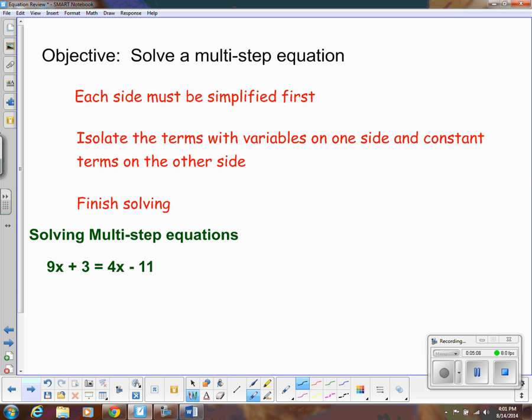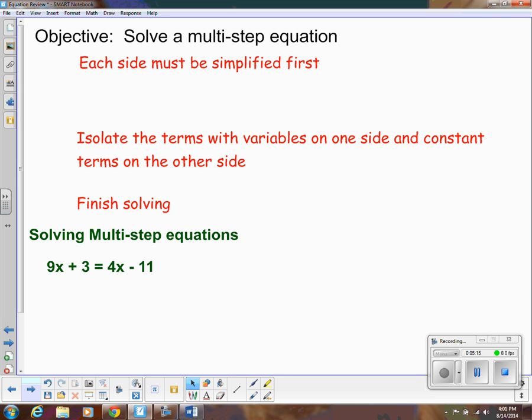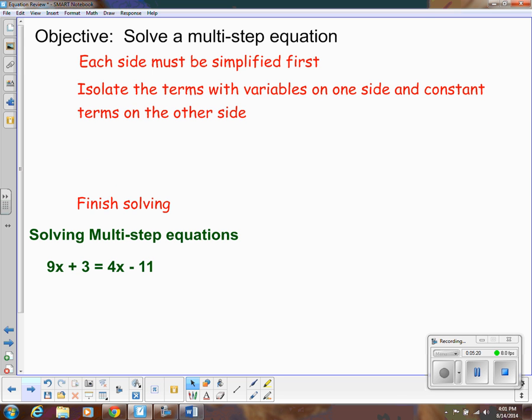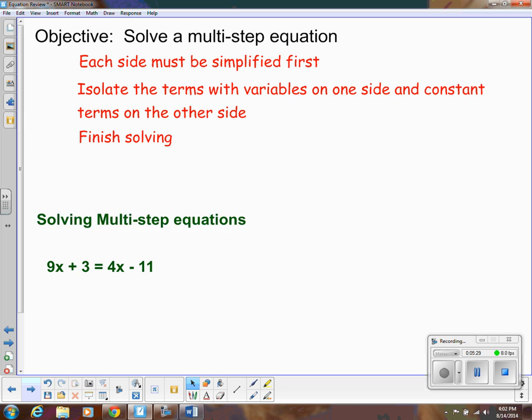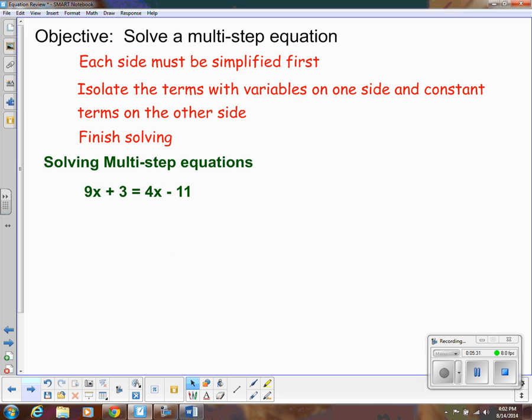All right, so welcome back, and we will check your answer tomorrow. Our goal now is to solve equations with more than one step. Each side must be simplified first if possible. We're going to isolate the terms with the variables on one side, and the constant terms, meaning terms with no variables, numbers, on the other side, and then we're going to finish solving. So if I want to solve a multi-step equation, hopefully at this point you're pausing me so that you can write what is in red. If you have my outline that has been printed, then that's already printed for you.